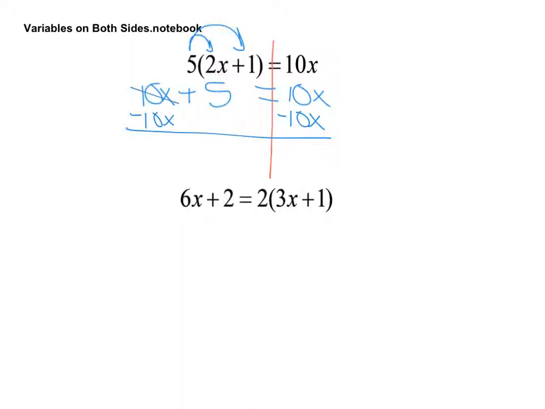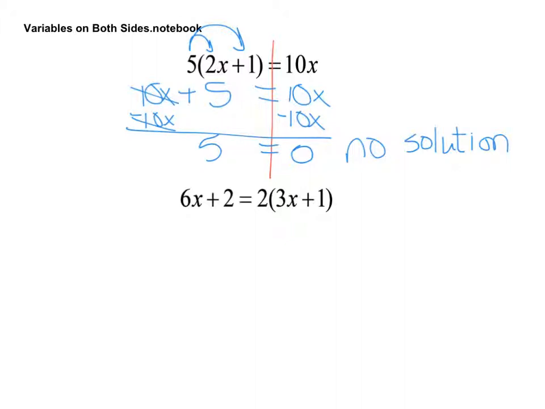10x minus 10x is 0, goes away. I'm left with a 5 equals 10x minus 10x, which is what? 0. Is there anything else over there? No. So I get this statement, 5 equals 0. How strange. Well, what you ask yourself is how often does 5 equal 0? Never. And if you get something that can't possibly be true ever, your answer is no solution.